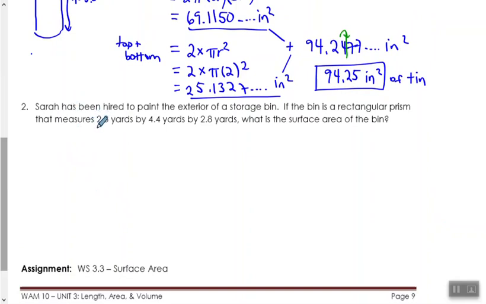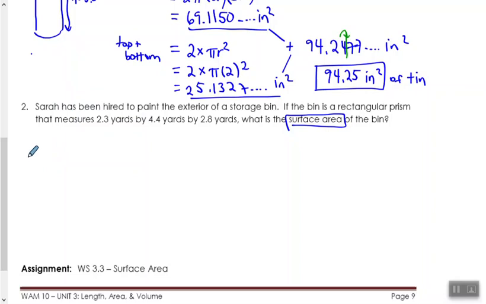exterior of a storage bin. The bin is a rectangular prism, and it measures 2.3 by 4.4 by 2.8 yards. And we want to find out what the surface area of the bin is going to be. So she needs to know the surface area, so she needs to know how much paint that she's going to buy.